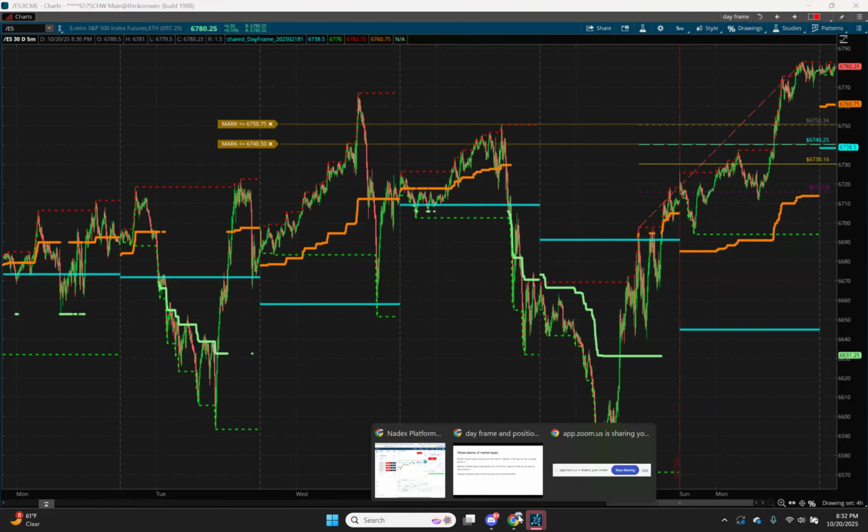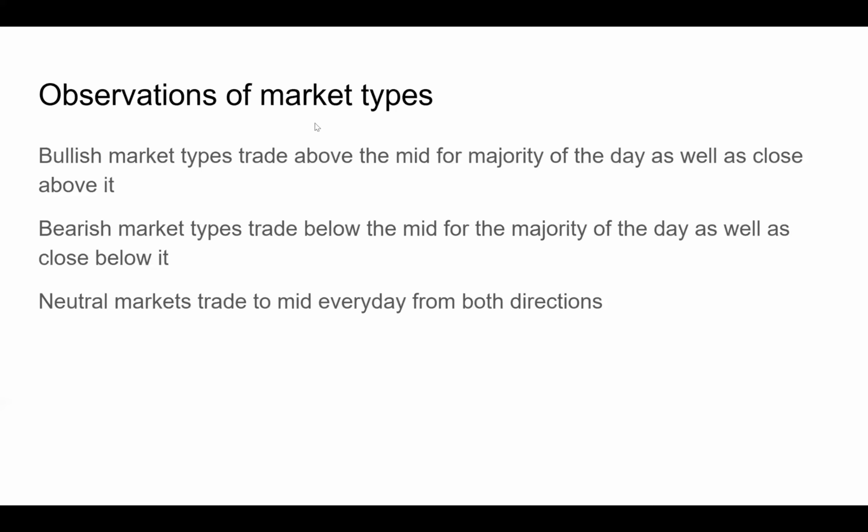Cool. Back to this. So, observations of market types. Bullish market types are going to trade above the mid for the majority of the day, and they will close above it. So I always pay attention to, take a look, go back. You've got this indicator, study it, run it back a few days. Look at the market behavior of gold, an uptrending market. Look at the market behavior of the indexes today.